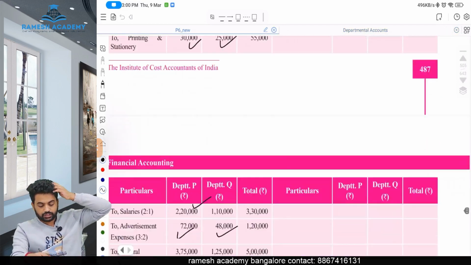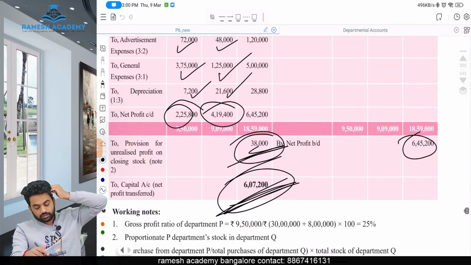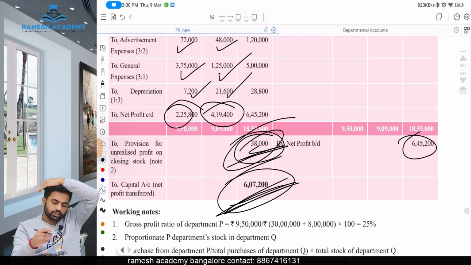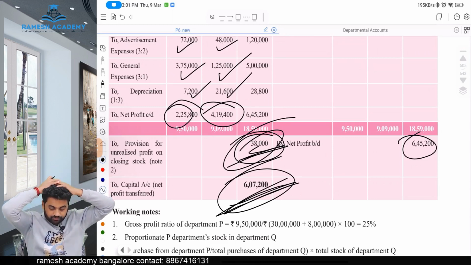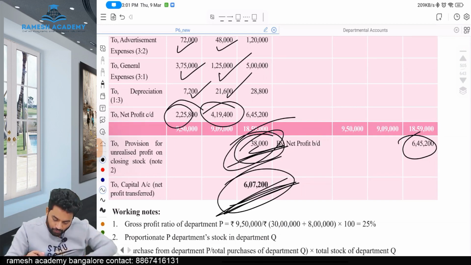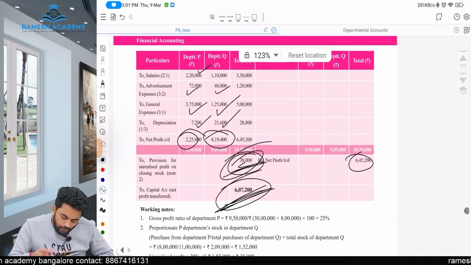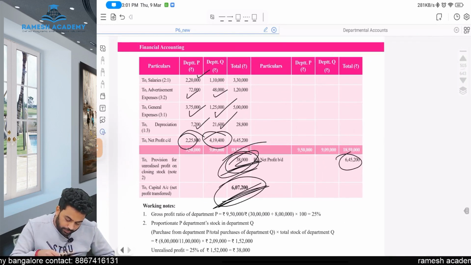Rupees 38,000 in the general P&L. At the end of the day, whatever remains, that will be transferred to capital account. In the given case, it is 607,200. Hope it is clear now.